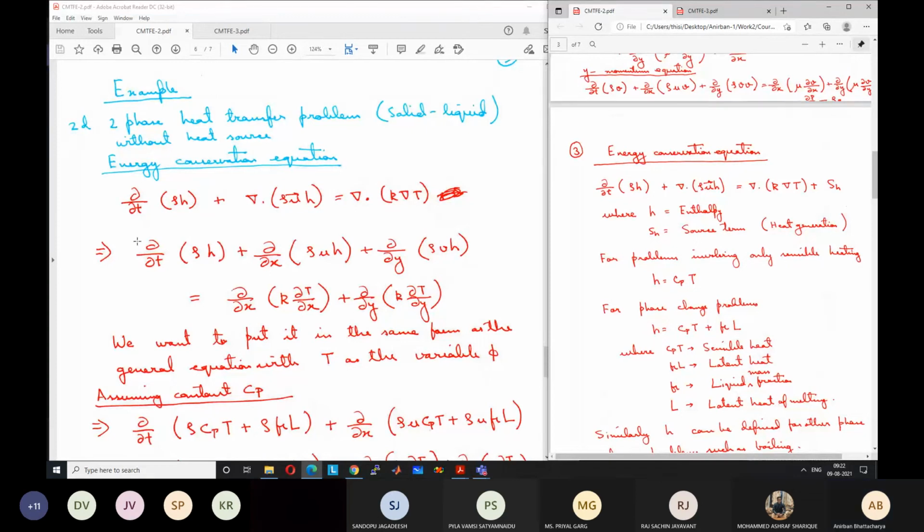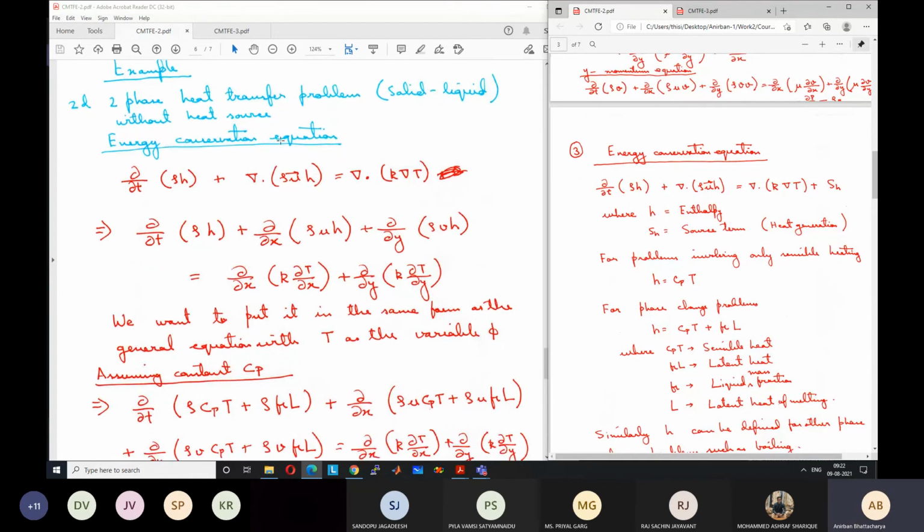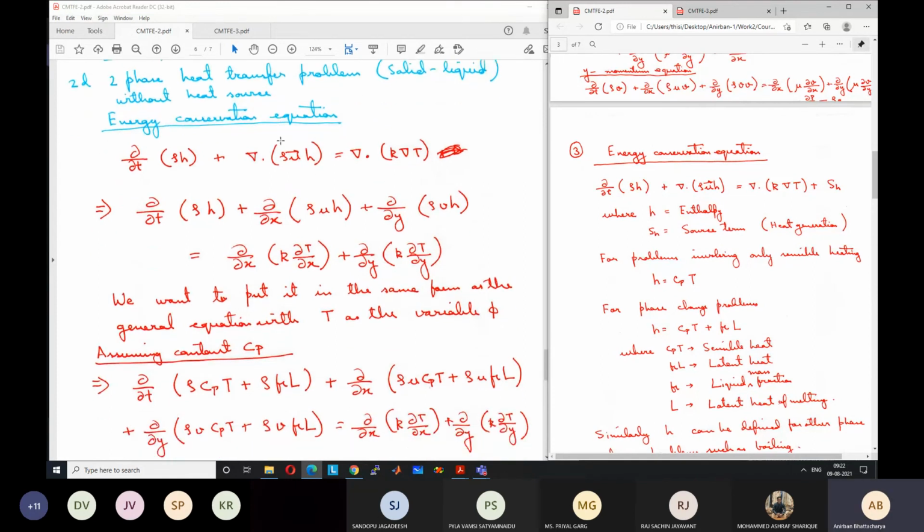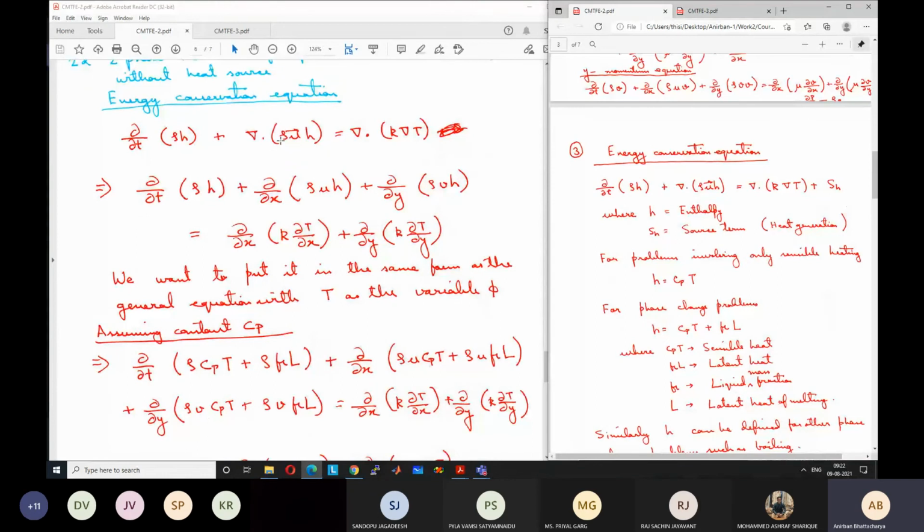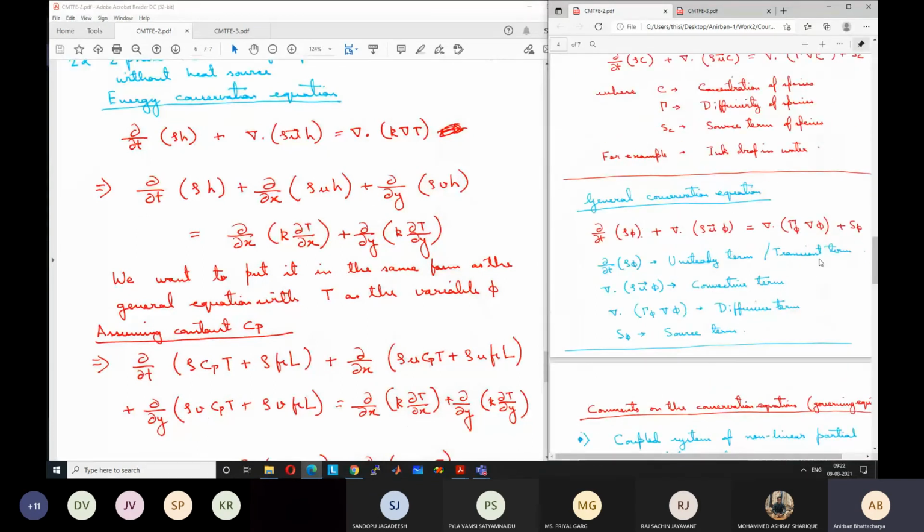Two-dimensional, two-phase heat transfer problem without heat source. Okay. So this looks different from the form that we want to put in. You have H terms as well as T terms. We want to put them all in the same form of phi. If you have some terms which are in terms of H and some in terms of T, then you cannot use the standard algorithms for solving. You need to use some other algorithm.